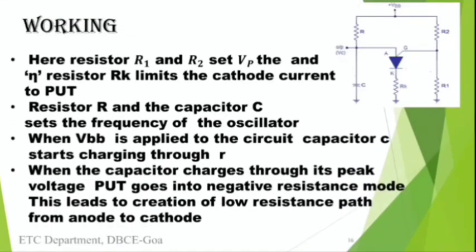Here, the resistors R1 and R2 set the VP and the intrinsic standoff ratio eta. Resistor RK limits the cathode current to the PUT. Resistor R and C decide the frequency of the oscillator. When VBB is applied to the circuit, capacitor C starts charging through R. When the capacitor charges to its peak voltage, the PUT goes into negative resistance mode. This leads to the creation of a low resistance path from anode to cathode.